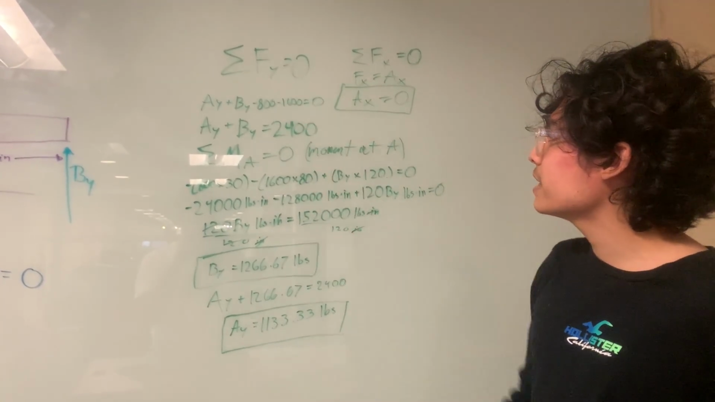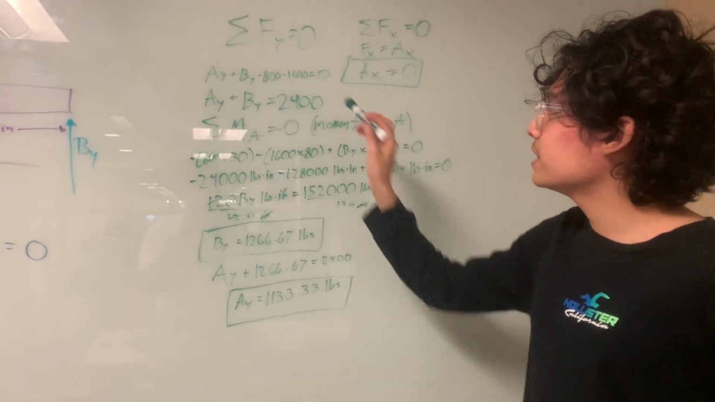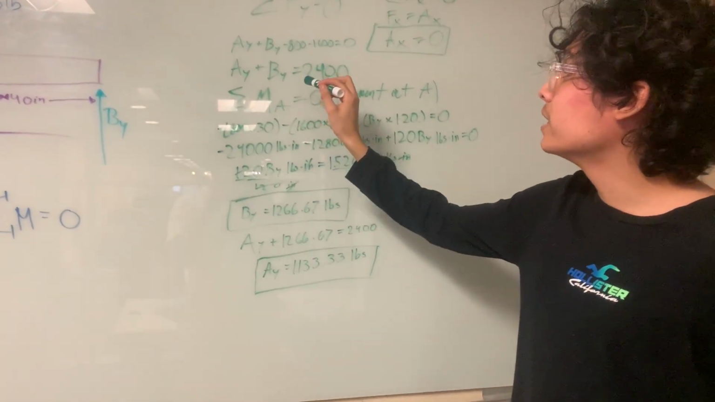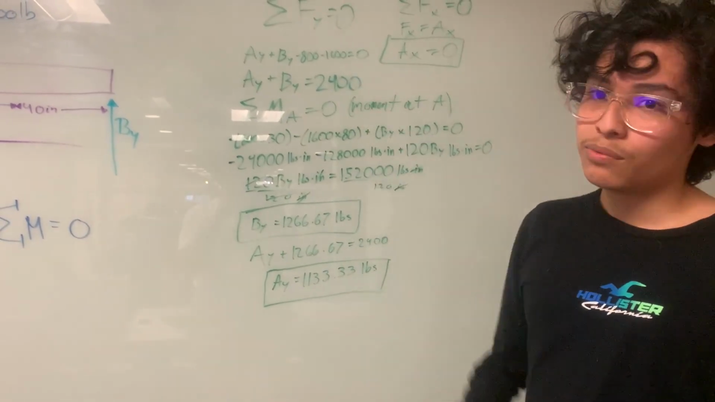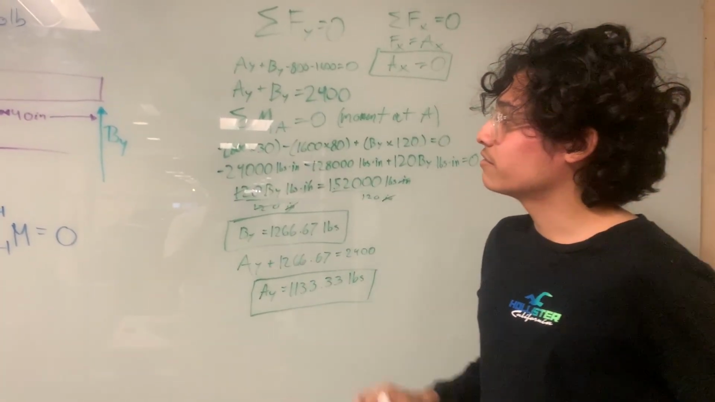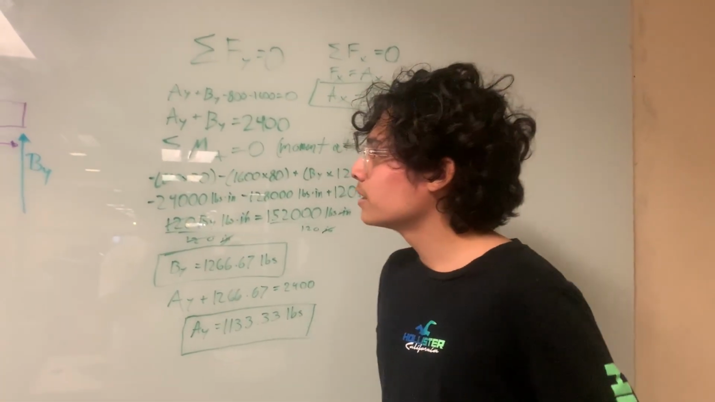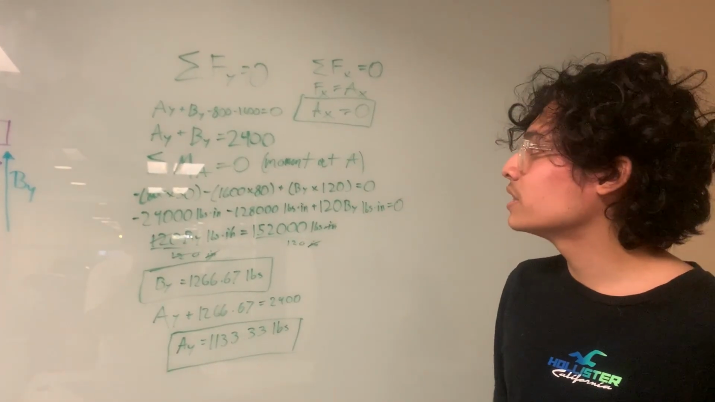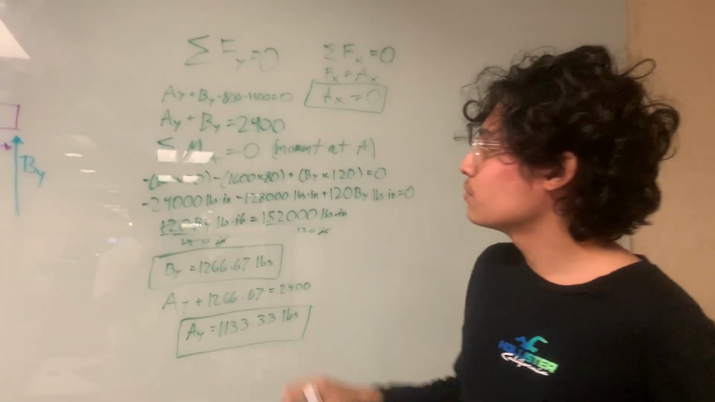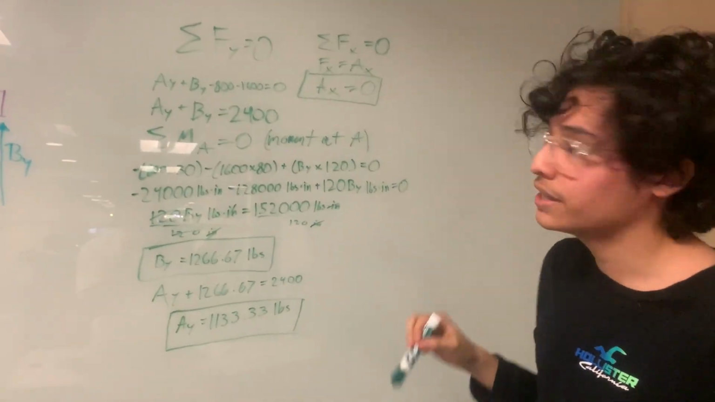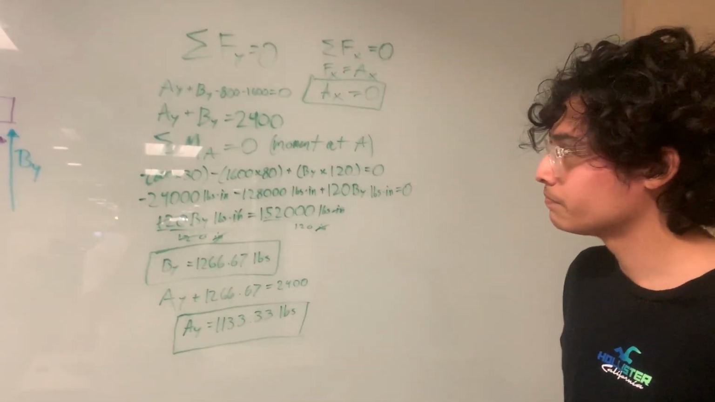We can move this negative 800 and this negative 1,600 over to the other side, and we get A of Y plus B of Y is equal to 2,400, which means that the forces in the Y direction for A and B have to be equal to 2,400 pounds. We also stated that we're going to be using A as our point of reference, which means that we can set the summation of the moment at A equal to 0, since the entire beam is at equilibrium.